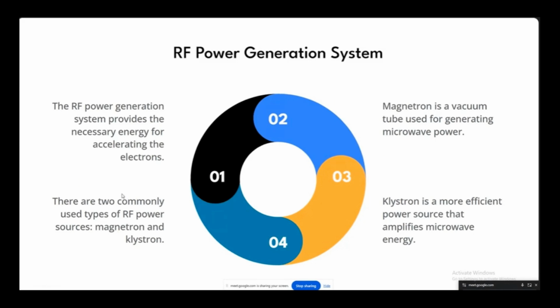So there are usually two commonly used RF power sources. One is called the magnetron, the other is called the klystron. We will discuss both of them. Either magnetron or klystron is used. A magnetron is a vacuum tube generating microwave power, and a klystron is used to amplify that RF wave. So this is how it is done. We will discuss the physics of the klystron and magnetron briefly, not in very high detail.